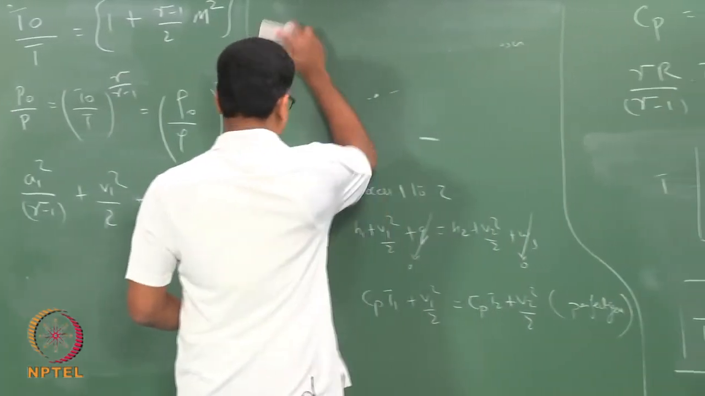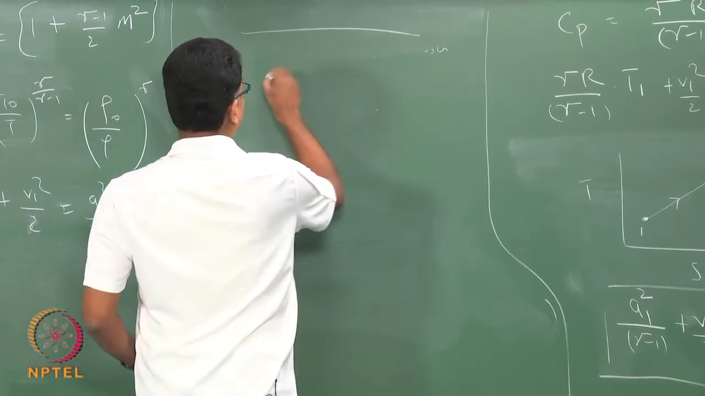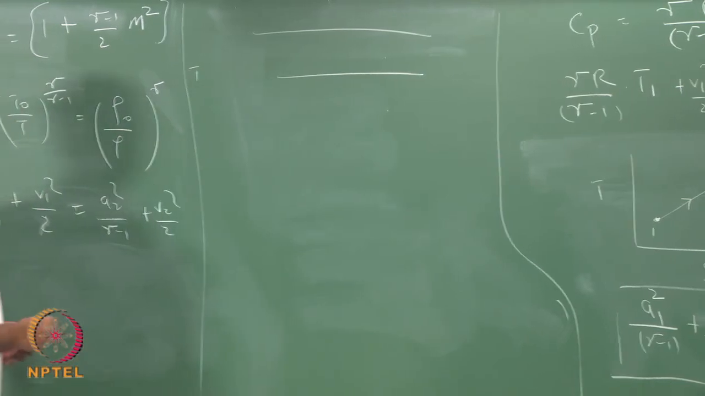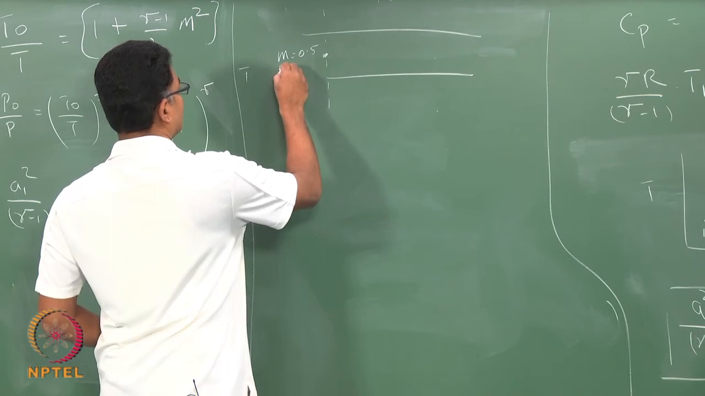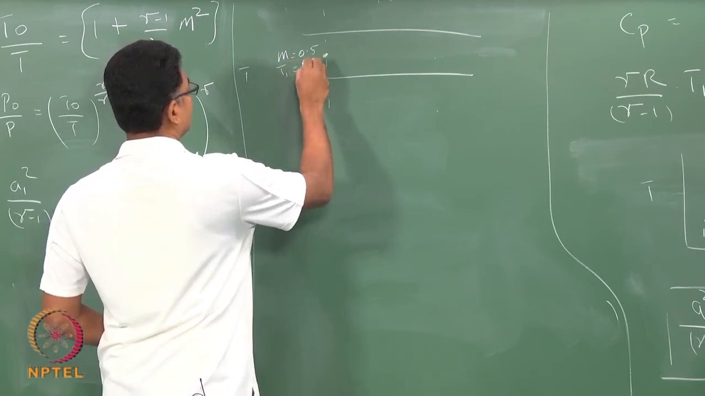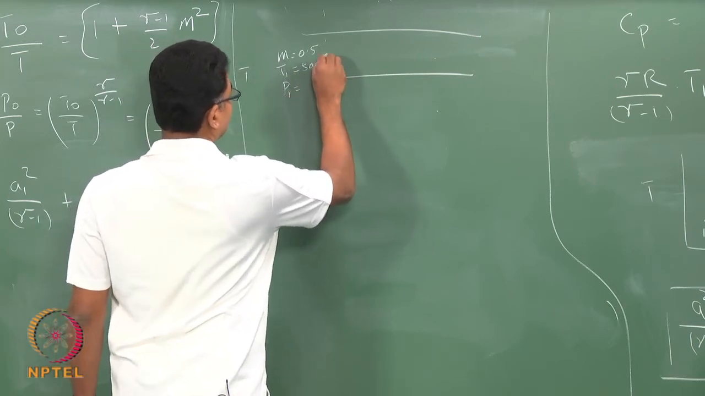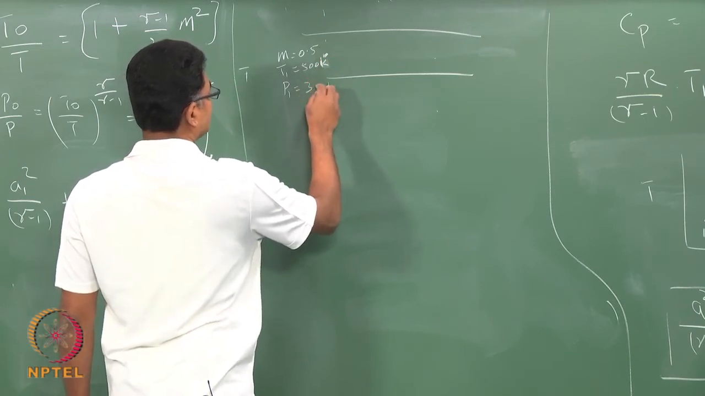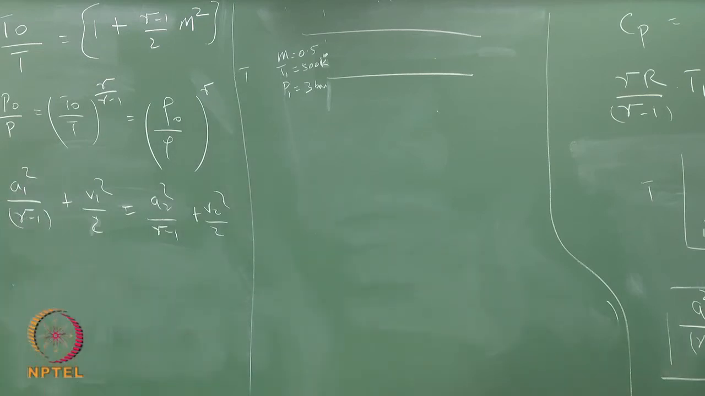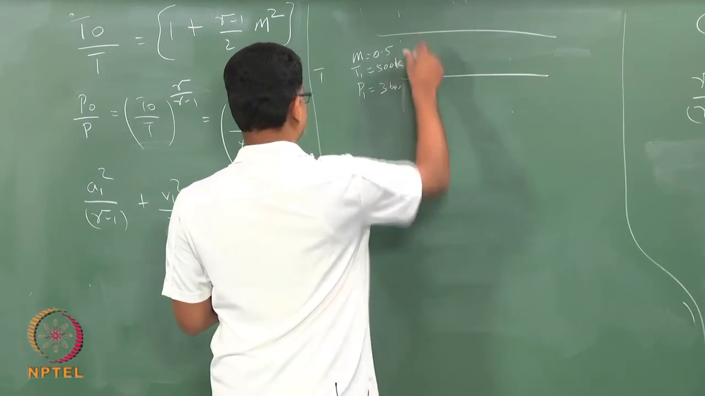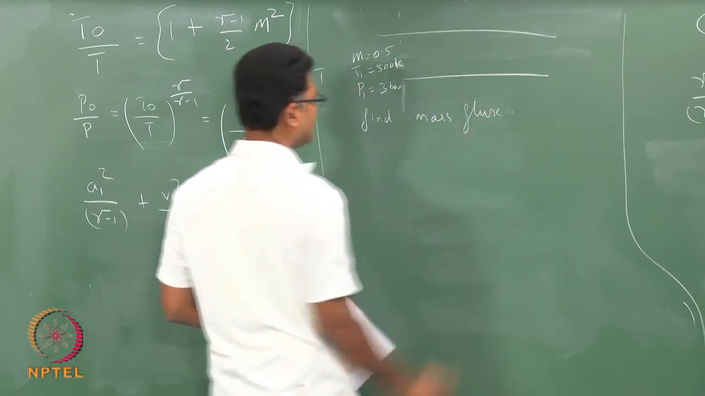So, the first problem is: I have a duct, location 1, my Mach number is 0.5, static temperature is 500 Kelvin, my static pressure is around 3 bar. Okay. Find the mass flux.